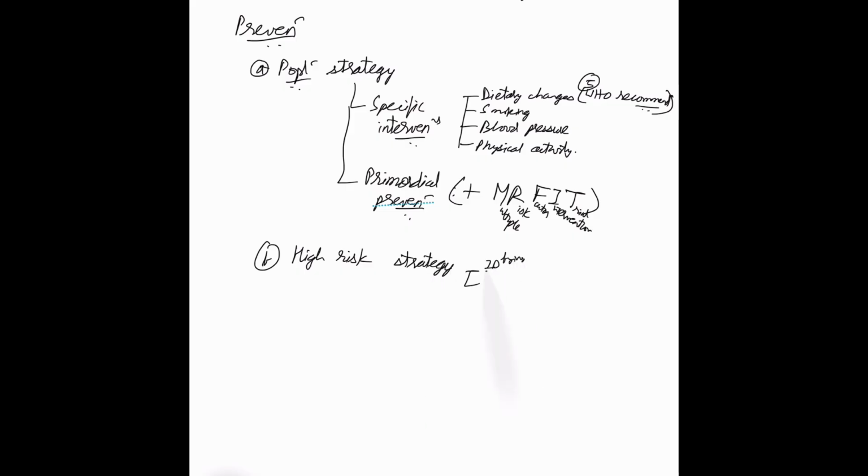We then move on to the high risk strategy, which involves identification of the risk and specific advice for the same. And of course, secondary prevention, which is early diagnosis and treatment, which involves revascularization procedures for patients with angina pectoris, which is recommended for the following 5 groups of patients.